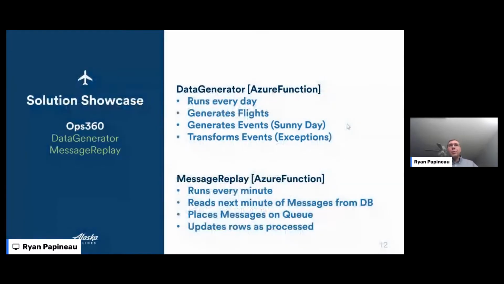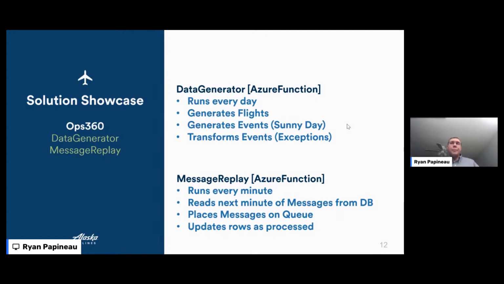Okay, so our solution showcase. This is all the new stuff we've done around engineered data, our new framework. Ops 360 is not the flight op, it's a smaller piece of our flight operations management tooling. The two key pieces here are data generator and message replay. Data generator is an Azure function. As I mentioned, we're now adopting more of these cloud capabilities.